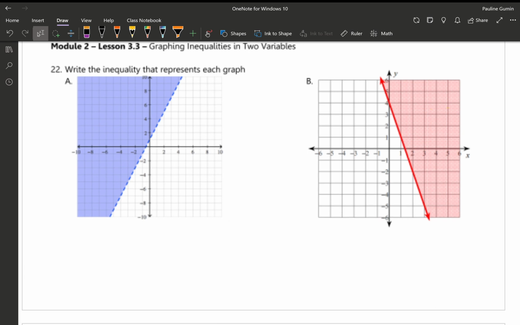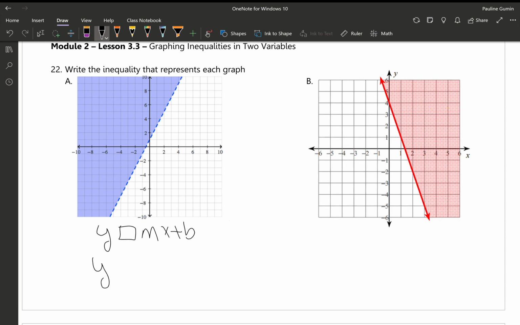All right. What we're going to do, number 22, is write an inequality that represents each graph. That means we're going to have a y. We're going to have some symbol. We're going to have mx plus b. All right, so let's get started with y.